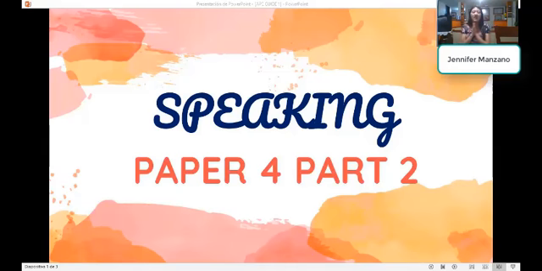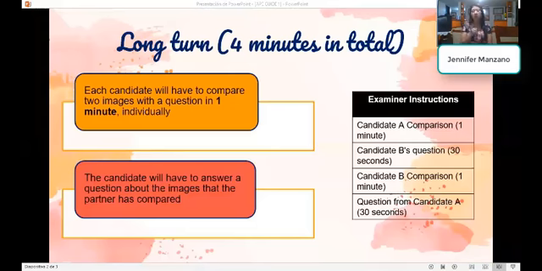In this part, each candidate will have the opportunity to compare 2 images with a question in 1 minute individually. After that, the candidate will have to answer a question about the images that the partner has compared in 30 seconds.